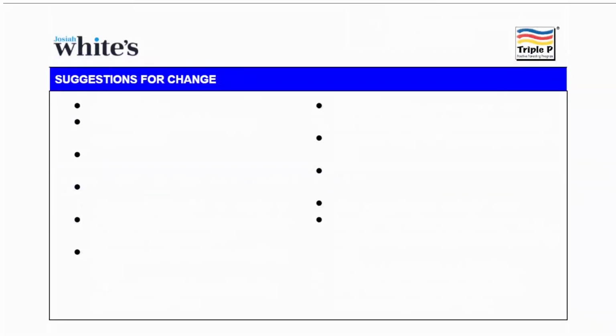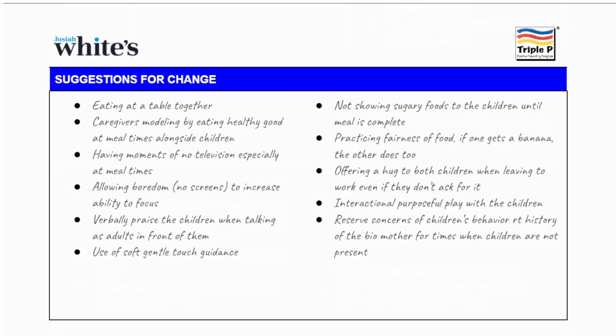And then our last section, as I said, would be suggestions for change. There are quite a few here. Maybe eating at a table together, caregivers modeling, having moments of no TV, allowing boredom, no screens to increase ability to focus, verbally praising the children when talking as adults in front of them, using soft, gentle touch guidance, not showing sugary foods to the children until a meal is complete.